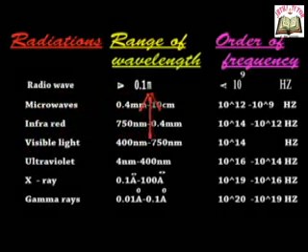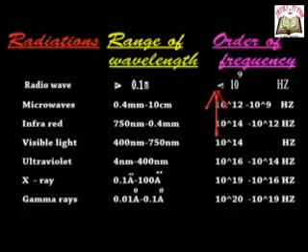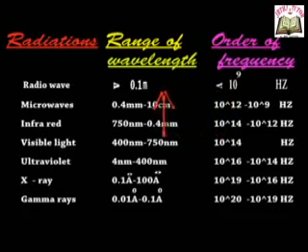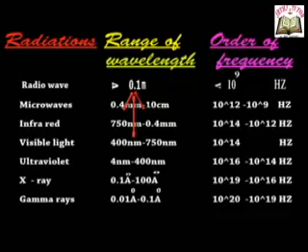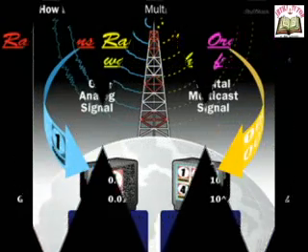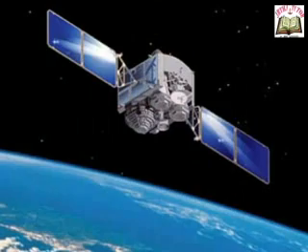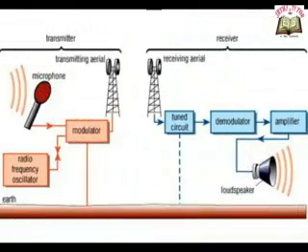Radio waves. Electromagnetic waves with order of frequency less than 10⁻⁹ Hz are called radio waves. These waves have wavelengths greater than 0.1 meter. Radio waves of shorter wavelengths are used in TV broadcasting and in satellite systems, whereas radio waves of longer wavelengths are used in radio broadcasting.